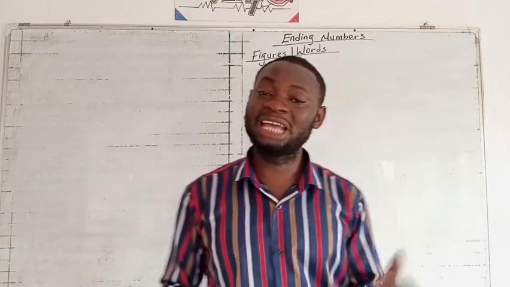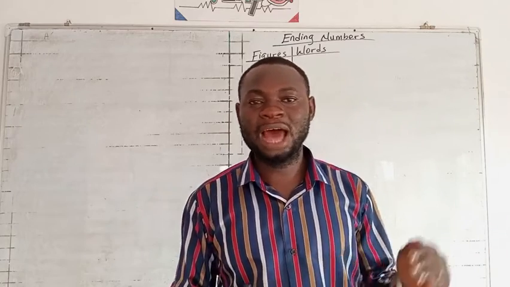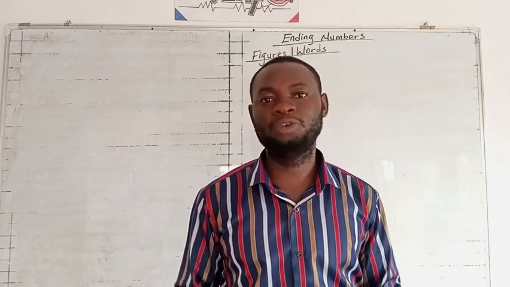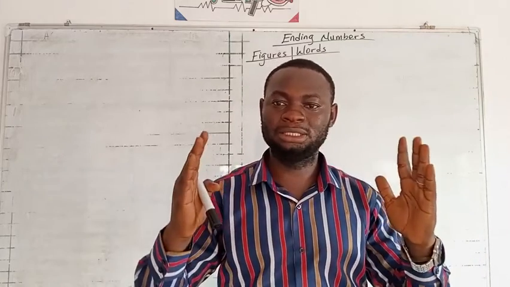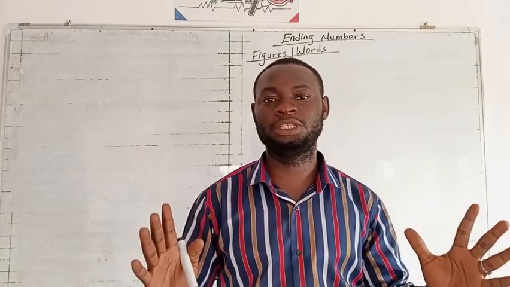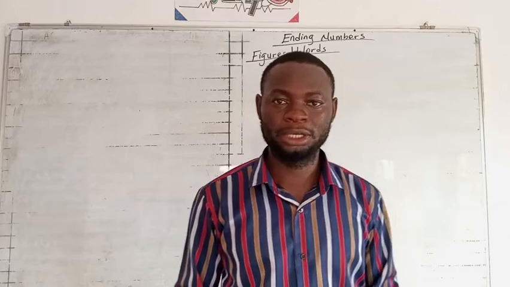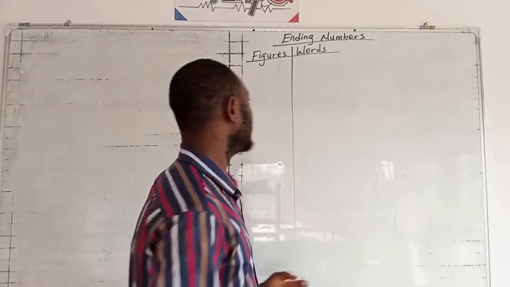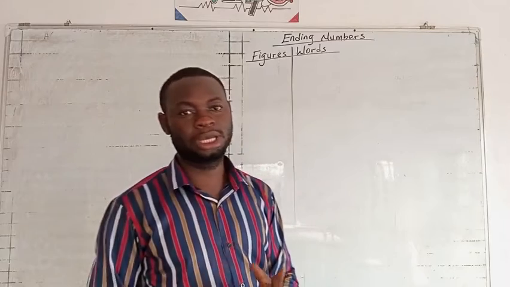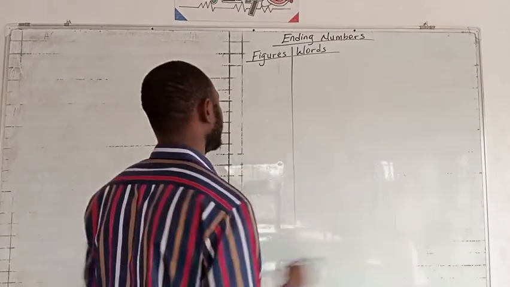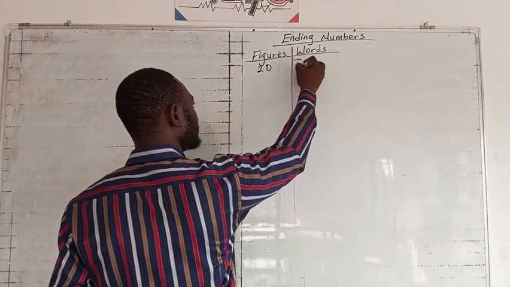But we won't get to 10,000 because 10,000 is another level of the place value system. For now, we are stopping at the thousands place value, meaning that we are going to be handling 4-digit numbers. So let's look at the ending numbers in tens, in hundreds, and in thousands. Ending numbers in tens now include 20, which is spelled as this.